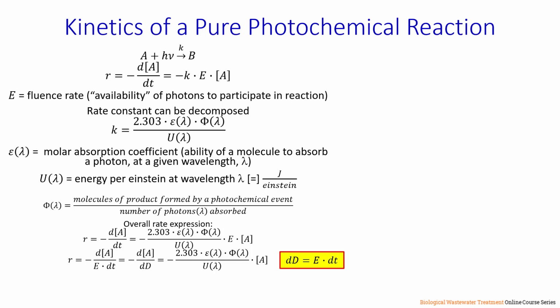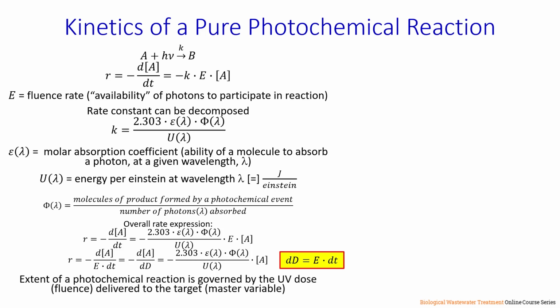It's important for us to understand, then, that the extent of a photochemical reaction is governed by the dose or fluence of radiation delivered to the target, and that dose then becomes the master variable that describes the extent of the reaction. Now, in making an important distinction here, you may recall that in the case of an elementary chemical reaction, the master variable is time, but in a pure photochemical reaction, the master variable is dose.